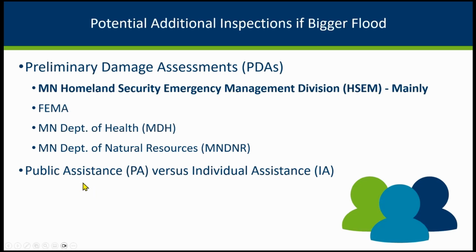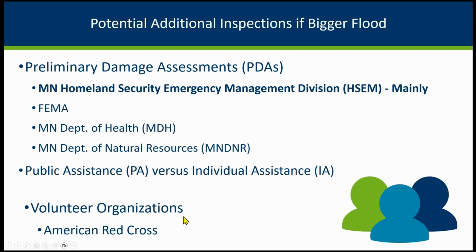They're looking at whether there's enough damage to public infrastructure or to homes and businesses. If it's public infrastructure, that's called public assistance. If it's homes and businesses, they're looking at whether they're eligible for individual assistance. Some others in a big flood that are out there are the VOAD organizations, the volunteer organizations. Think about places like the American Red Cross.